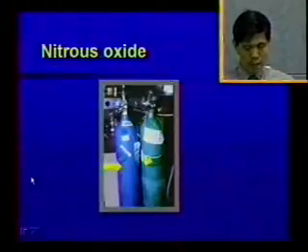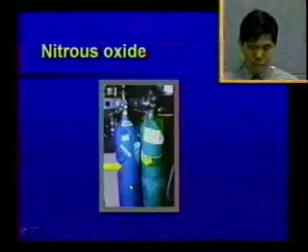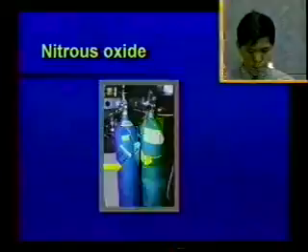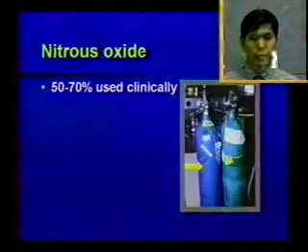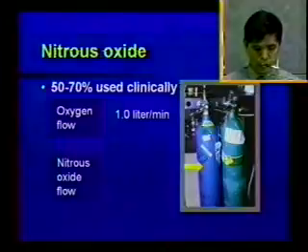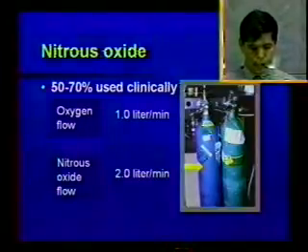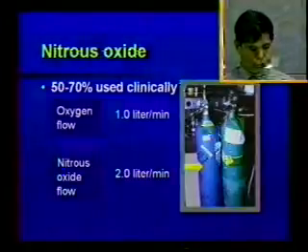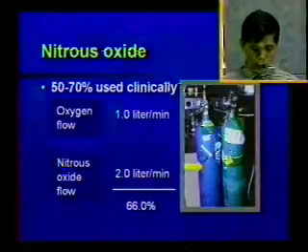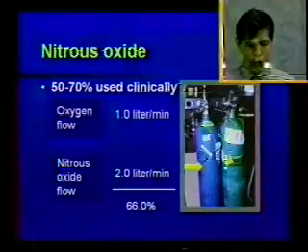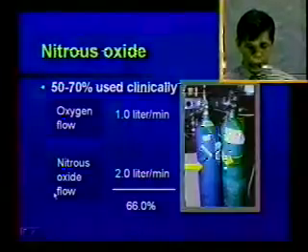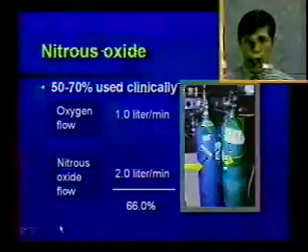Let me say something about nitrous oxide. This is a tank of nitrous oxide. At room temperature, and when it is compressed, nitrous oxide exists as a liquid. When we use this clinically, we use 50 to 70%. What do we mean by that? So let's say you're running your oxygen flow at 1 liter per minute, and you set your nitrous oxide flow at 2 liters per minute, because of this 1:2 partition, then the concentration of nitrous oxide the animal is receiving is 66%. Now, if we maintain the oxygen flow at 1 and we keep the nitrous oxide flow at 1 liter, then that will be 50%. So that's how you set the concentration of the nitrous oxide.